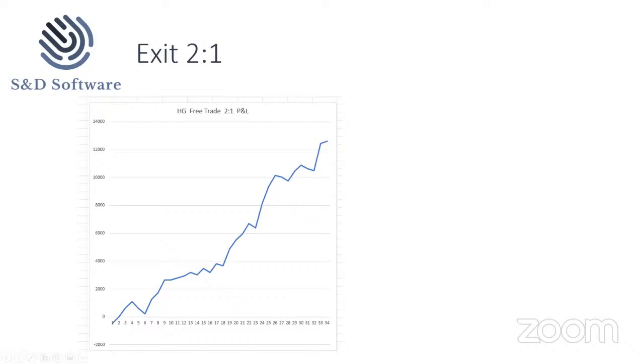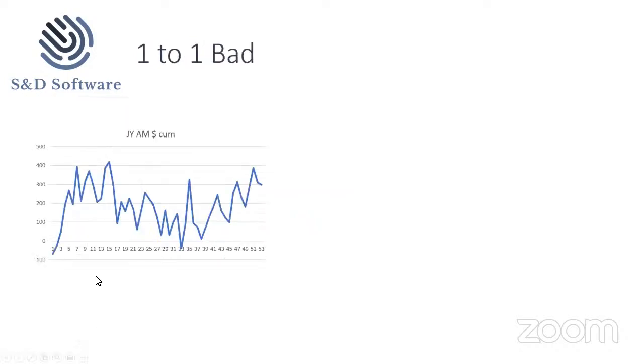And then I'll show you this one. Look at this. Trading Japanese yen in the morning hours is a hot mess. That's nasty. It is ugly. You could be trading it and saying, okay, I'm winning some, losing some. But in all reality, it didn't matter. 1-to-1 was bad. 2-to-1 was bad. It was just a hot mess.